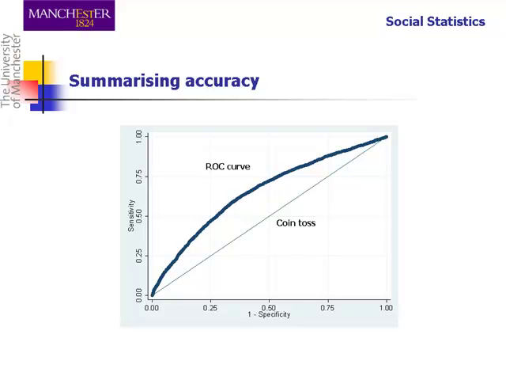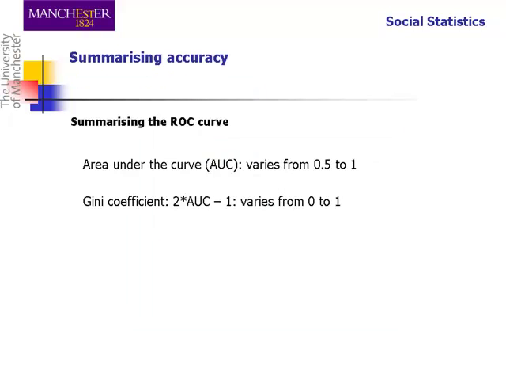Which is fine, and is a nice diagrammatic representation of it, but we need a summary measure of some kind. In other words, we need to be able to report, when we're discussing our findings, in some sense, a summary of that curve. And the way in which that is usually done is by talking about the area under the curve. The disadvantage of talking about the area under the curve is that it varies from 0.5 to 1. And it's not such a nice range, really.